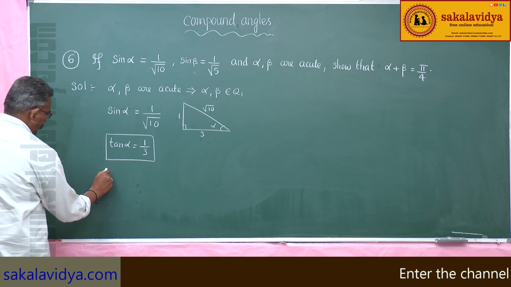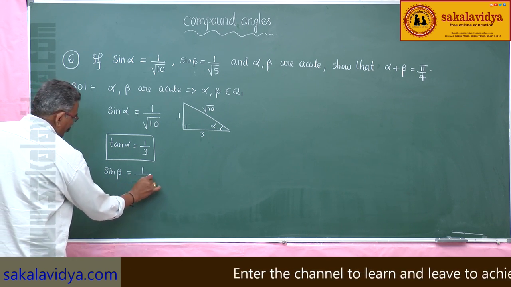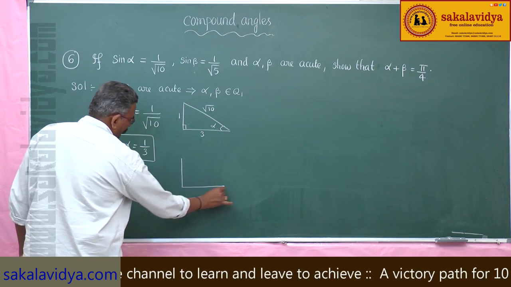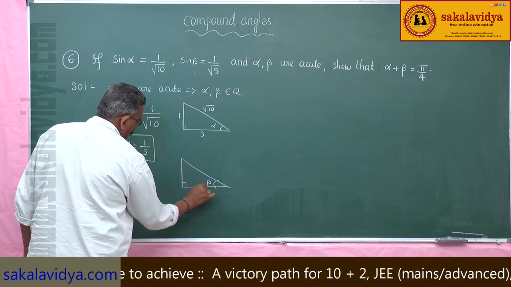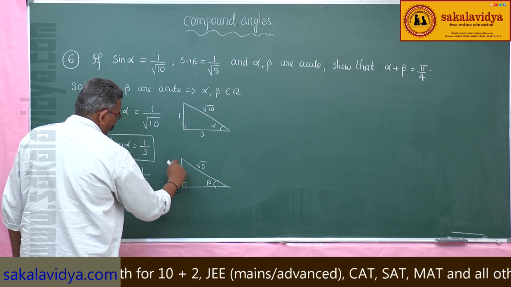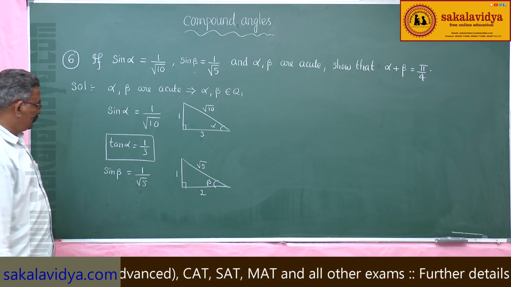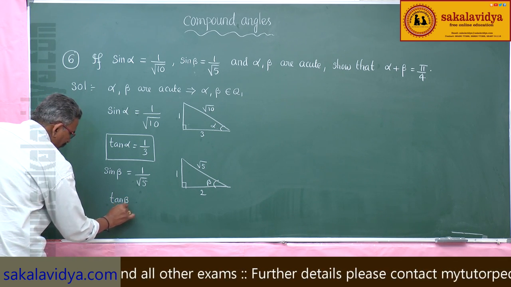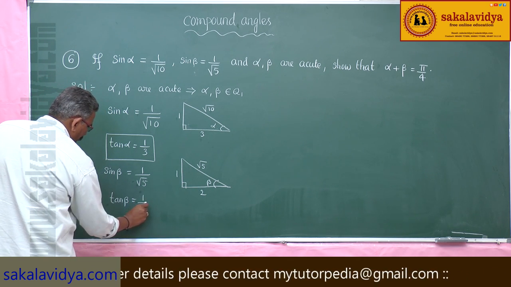Now sin beta is equal to 1 by root 5. Let us take a right angle triangle for beta. This will be 1, this will be root 5, 5 minus 1 is 4, square root of 4 is 2. Again tan beta, what is tan beta? It is opposite by adjacent, 1 by 2.